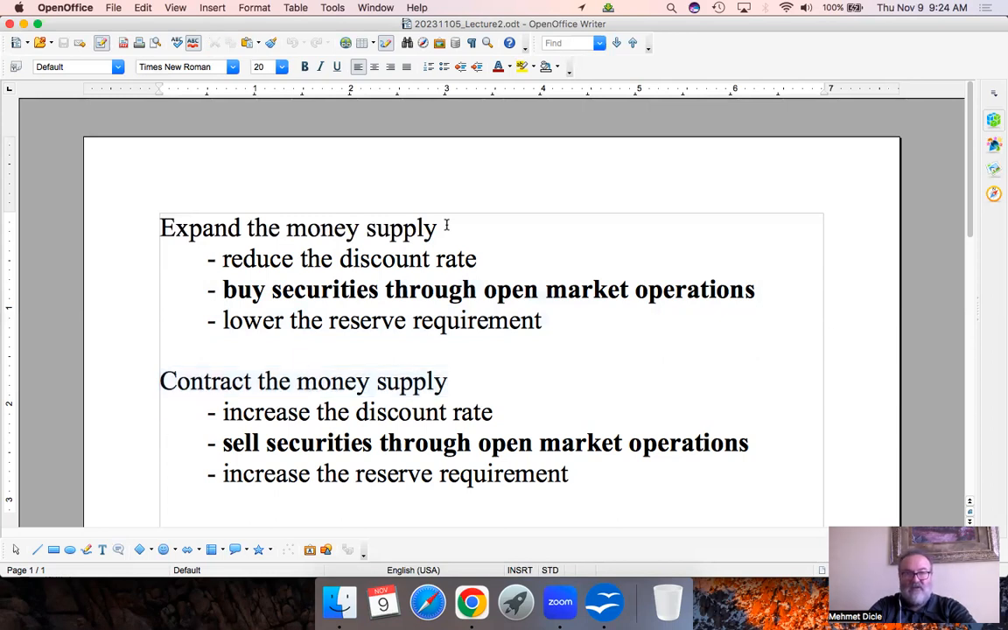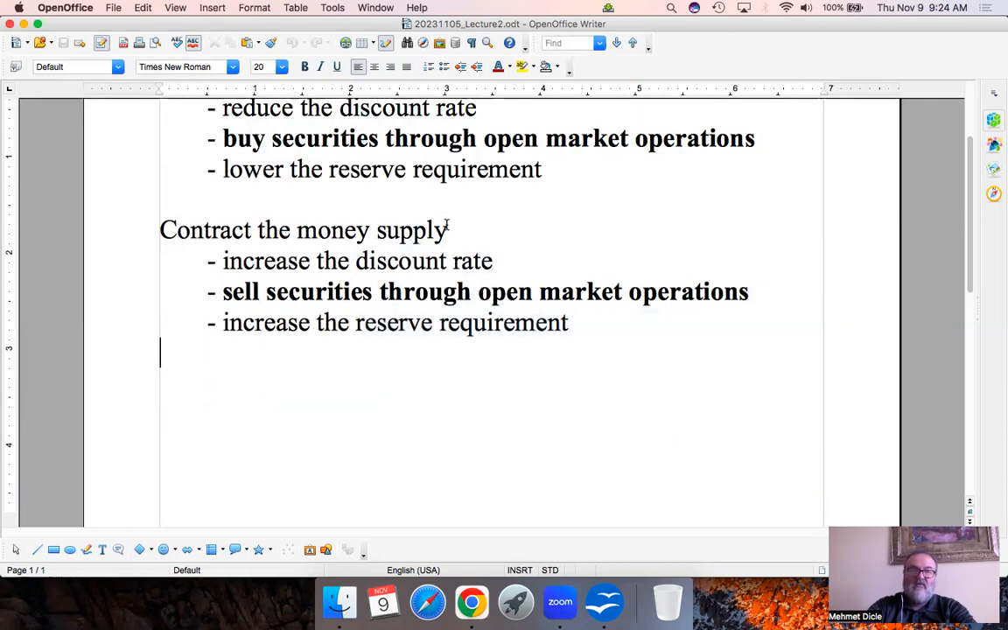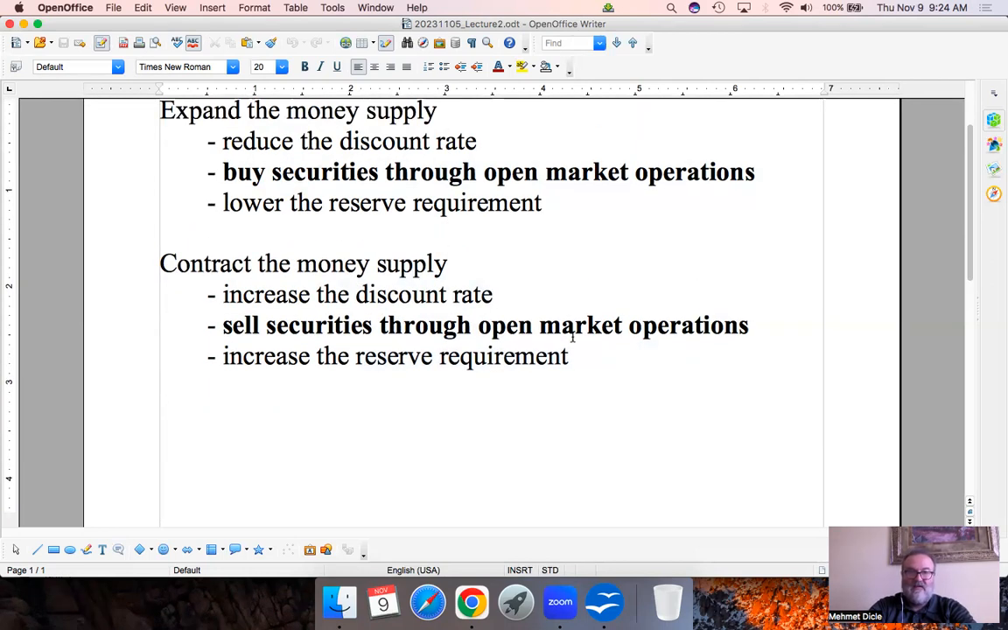We can increase the discount rate, which simply means that it will be discouraging for deposit institutions to borrow more. We could sell securities or issue new securities, and through open market operations, that would drain money out of the economy and leave paper instead. And we could increase the reserve requirements, so that for every dollar of deposits the banks have, they need to set aside more reserves, and therefore it will leave less money for commercial banks to lend.